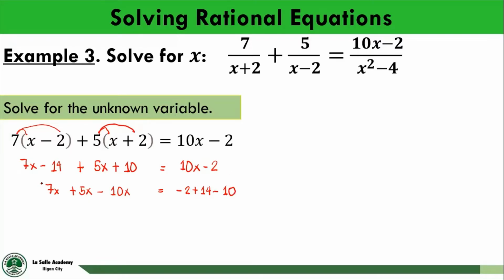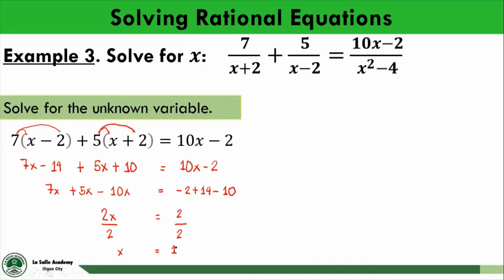So let's operate the coefficients. We have 7 plus 5, that is 12, and 12 minus 10 is 2. We have now 2, then copy the variable x. We have 2x is equal to negative 2 plus 14, that is positive 12. To eliminate 2 here, let's divide both sides by 2. And our x now is equal to 1.